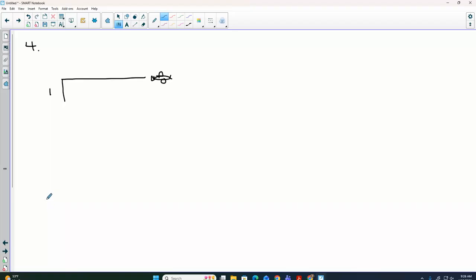At a speed of 500 miles per hour. Miles per hour, that's a rate, so I need a variable for this. So then my rate, dx dt, is 500. And passes directly over a radar station. Find the rate at which the distance from the plane to the station is increasing.